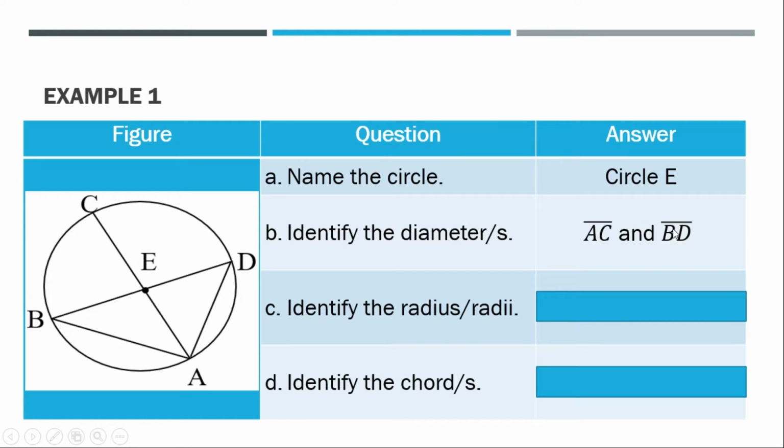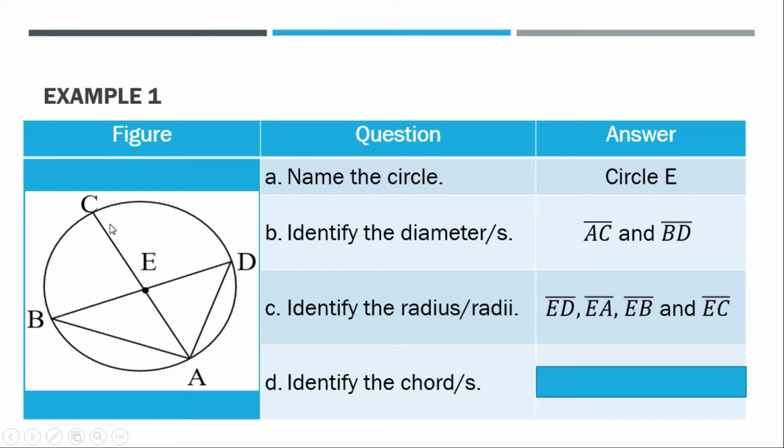The next one, let's identify the radius or radii. There can be 2, 3, 4, 5 radii. How many radii do we have here? We have 1, 2, 3, 4. So we have 4. These are line segment ED, line segment EA, line segment EB, and line segment EC. You will notice that E is always present because that is the center of our circle.